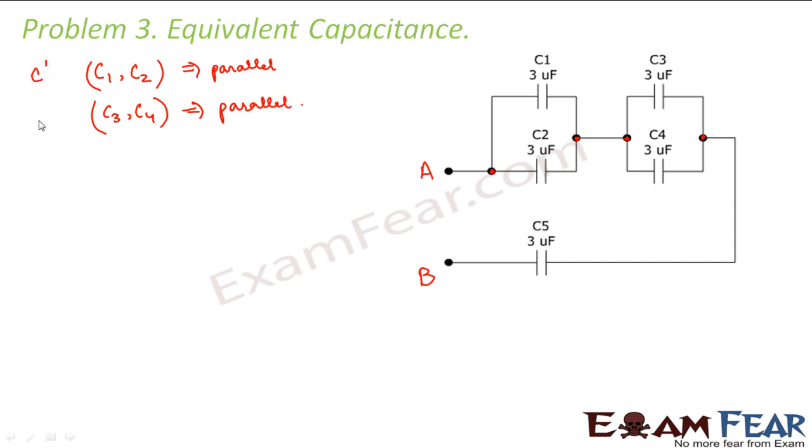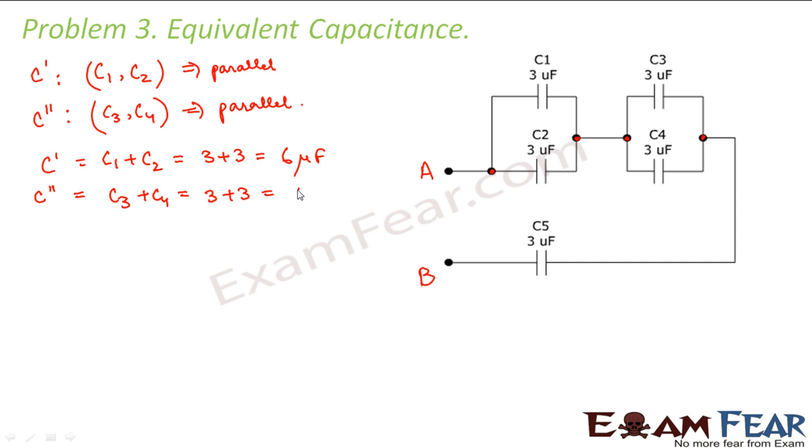So let us call this equivalent capacitance C dash and this one C double dash. So what will be C dash? It will be C1 plus C2, which is equal to 3 plus 3, that is 6 microfarads. Let's calculate C double dash, that is C3 plus C4, which is equal to 3 plus 3, equal to 6 microfarads.